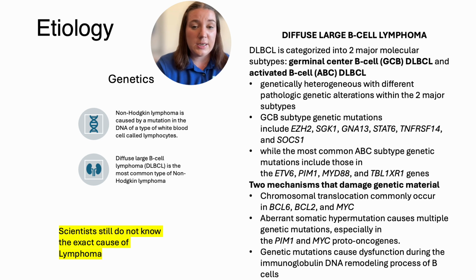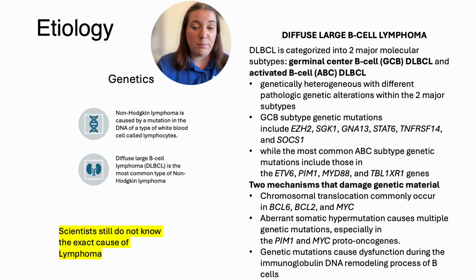So GCB subtype genetic mutations include these 6 genes, while the most common is the ABC subtype genetic mutations, which include these 4 genes. Two mechanisms that damage genetic material is the chromosomal translocation, commonly occurring in BCL6, BCL2, and MYC genes.